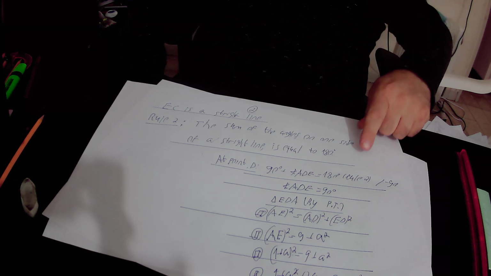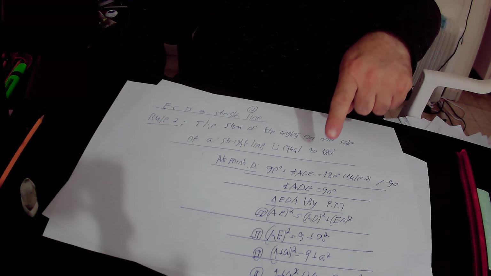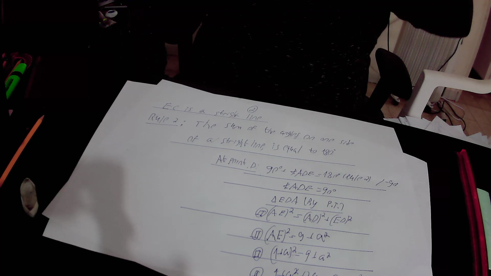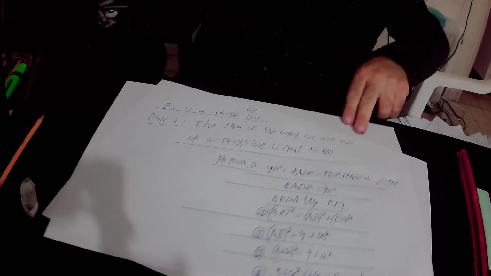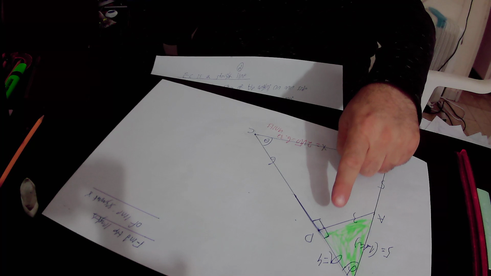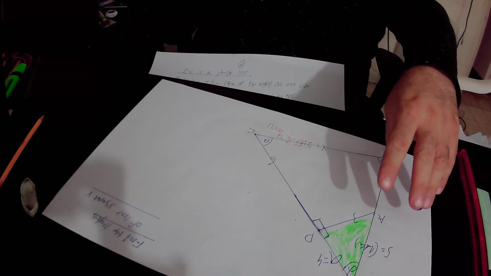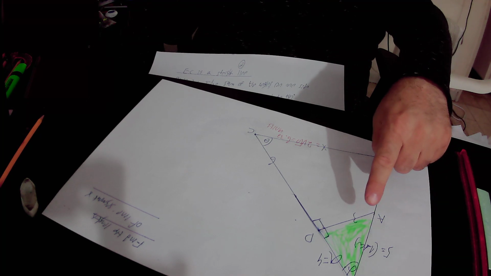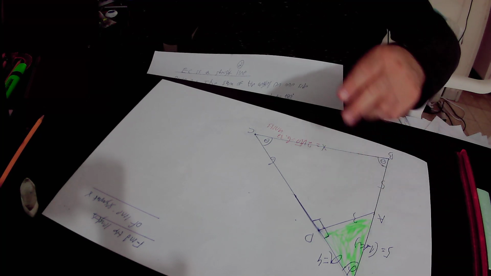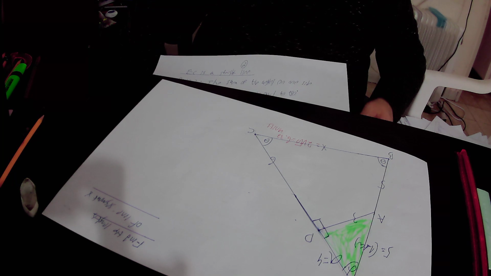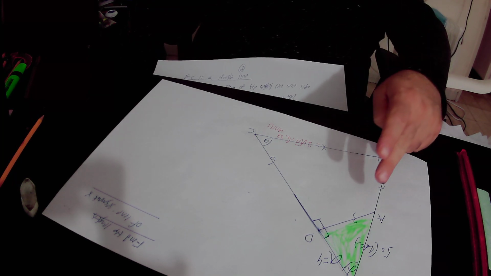If we subtract 90 degrees from this equation we find that angle ADE equals 180 degrees minus 90 degrees, which is 90 degrees. So we found out that this angle is a right angle, therefore the green triangle is a right triangle. So triangle AED is a right triangle, and we can implement the Pythagoras theorem on the right triangle AED.